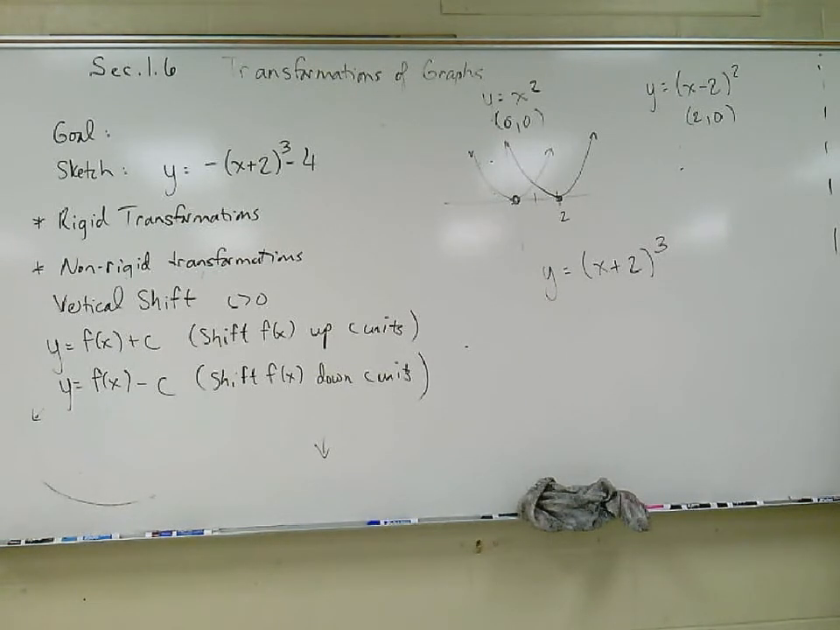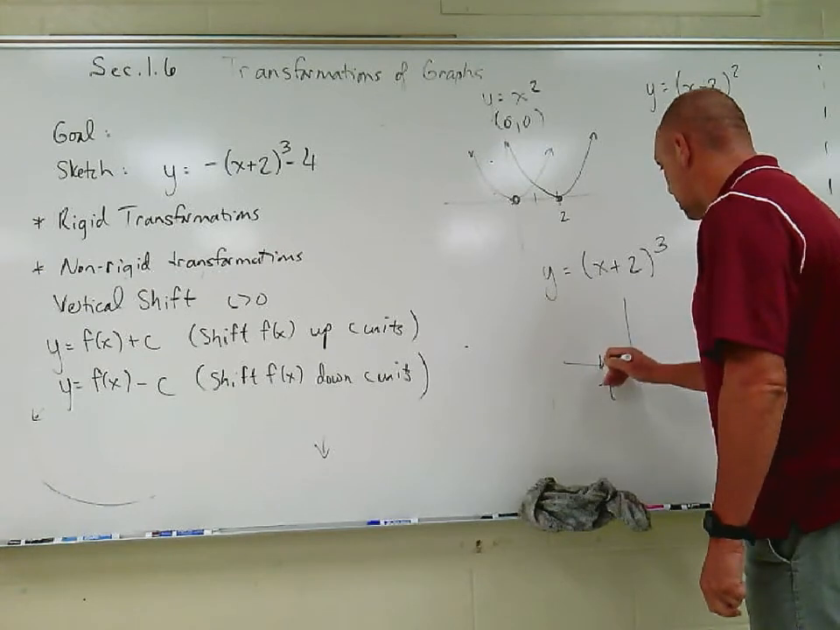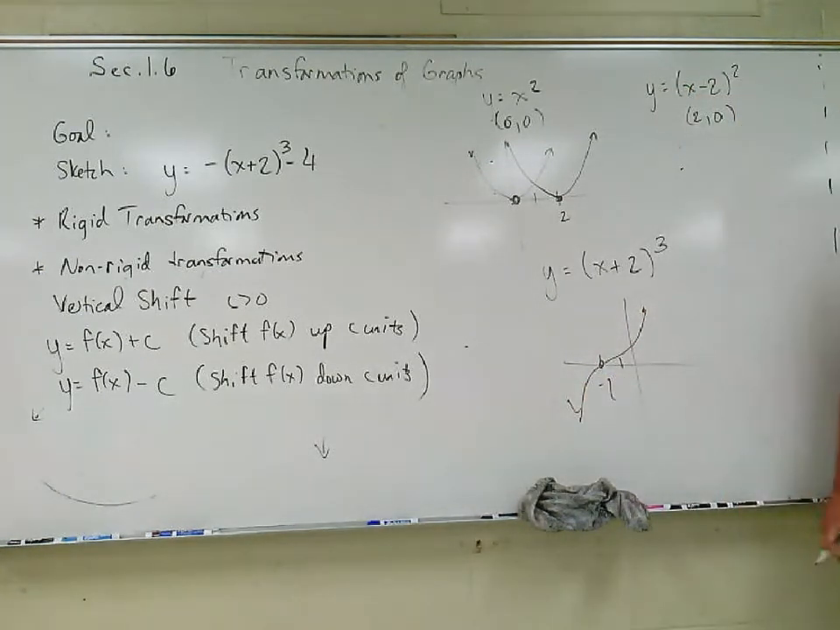Squiggly through -2. Squiggly through -2. Because think -2 is now going to give you 0. It's going to go like that. Okay? Everybody with me on that?